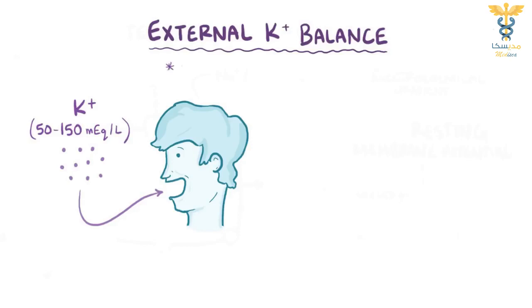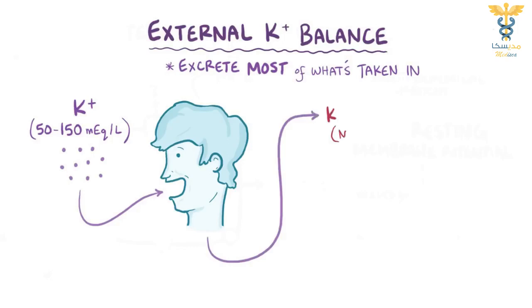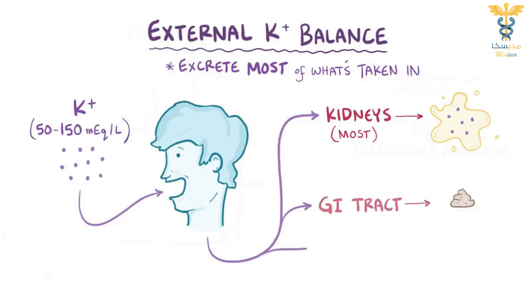So your body has to figure out a way to excrete most of what it takes in. This external balancing act is largely taken care of by the kidneys, where excess potassium is secreted into a renal tubule and excreted in the urine. Also, though, a small amount of dietary potassium is also lost via the gastrointestinal tract and the sweat.